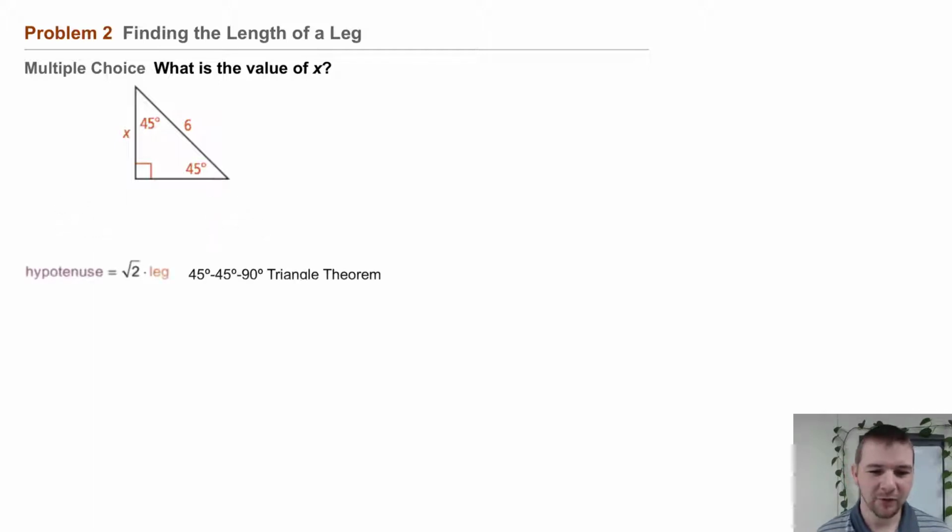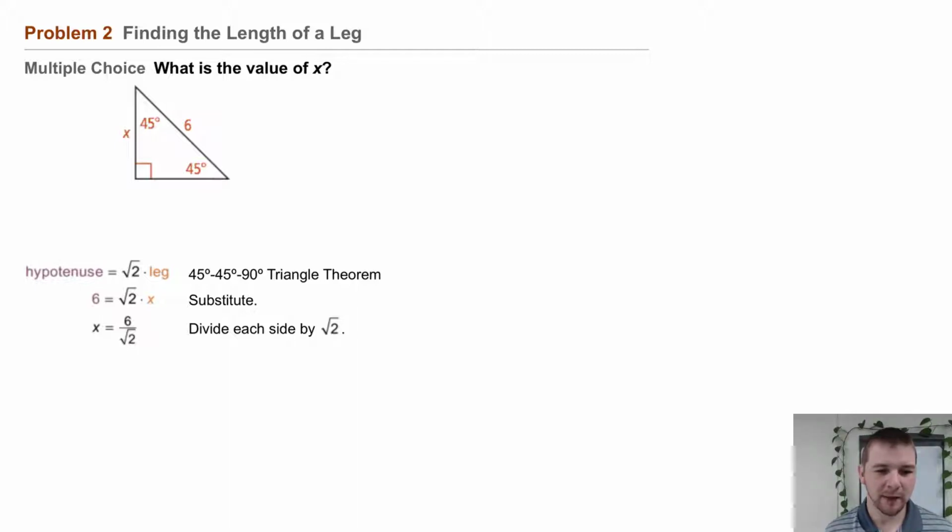We're going to use the same 45, 45, 90 triangle theorem and substitute our known values. This time we're substituting in the hypotenuse length of 6 and a leg length of x, and then we solve using algebra. So we're going to find that x equals 6 divided by the square root of 2, but we need to rationalize the denominator.